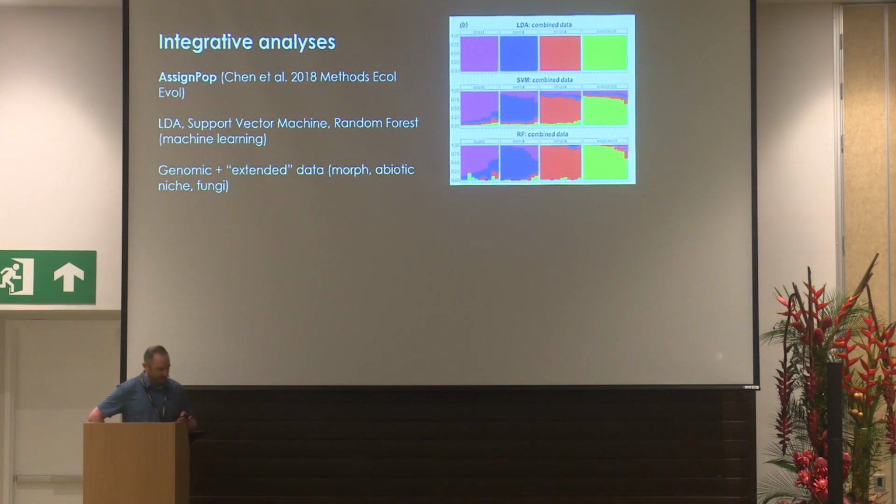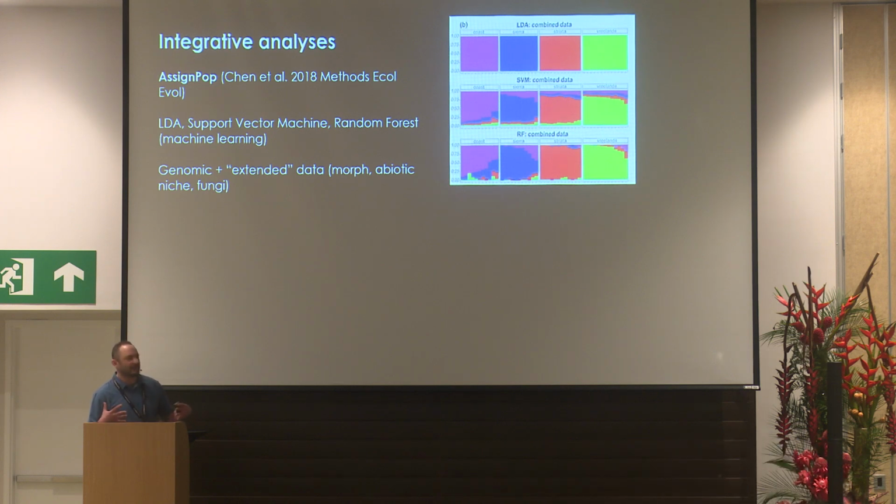Okay, so pulling it all together, here we actually did what I would consider actual integrative analyses of variation, looking at genomic lineages and what I'm calling the extended data: morphology, phenology, fungal hosts, et cetera. And what we found was very strong evidence in all cases. This is a program called AssignPop, which I really like.